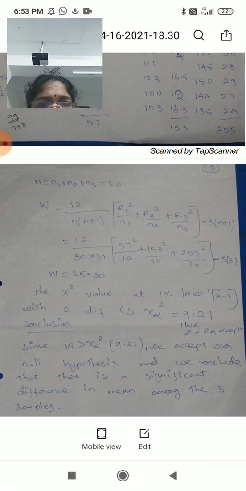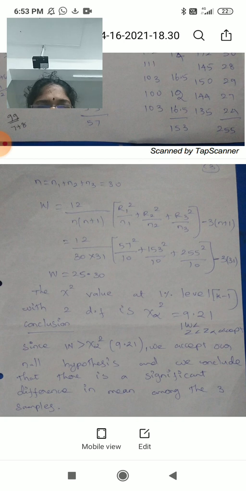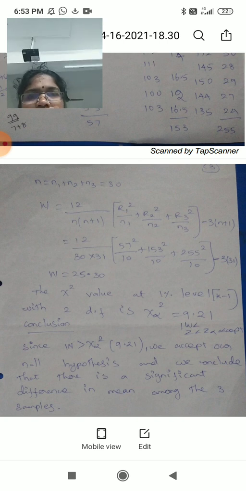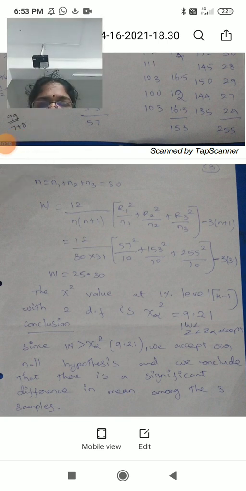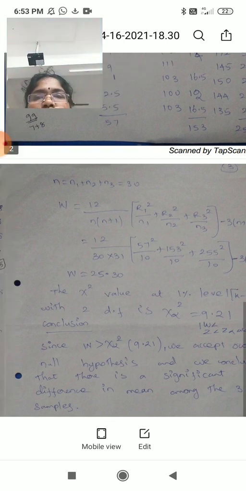Here the table value is less than W, that is, W is greater than chi-square alpha. Therefore we reject our null hypothesis and we conclude that there is a significant difference in mean among the 3 samples. Okay, thank you.